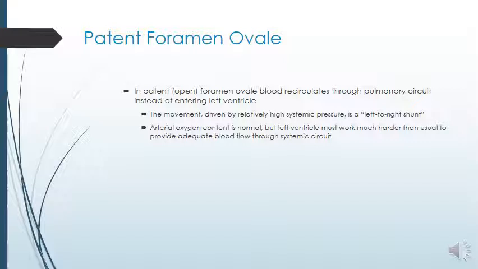It's wasteful, and you're taking blood that's already been oxygenated back to the lungs again. And at the same time, the cells in your body are not getting the oxygen they need. So the arterial oxygen content is normal, but the left ventricle must work much harder than usual to provide adequate blood flow through the systemic circuit.